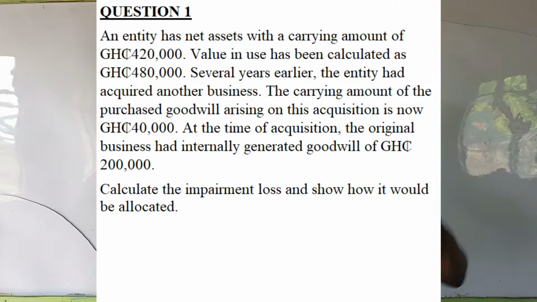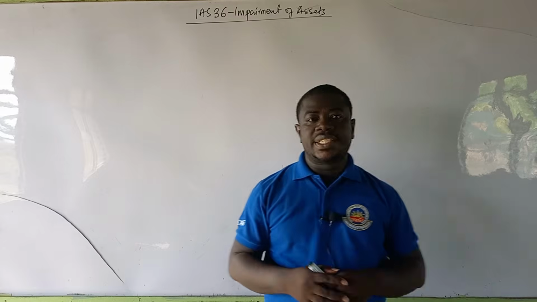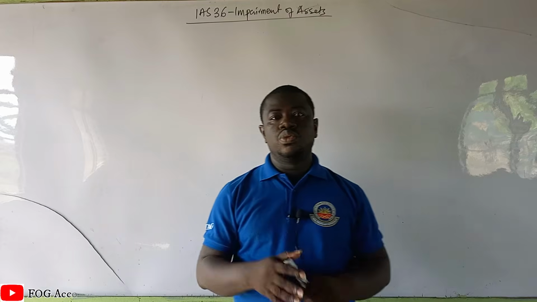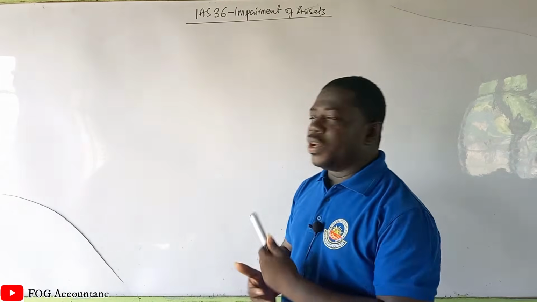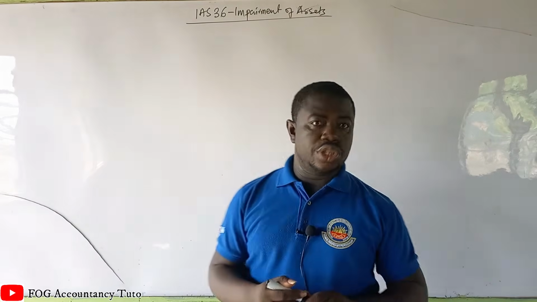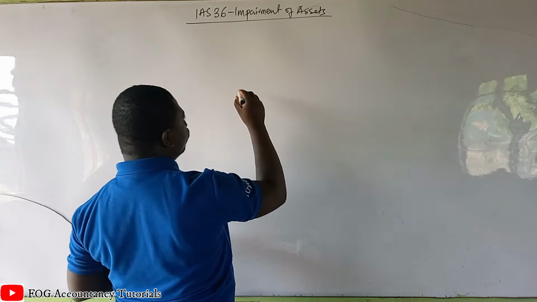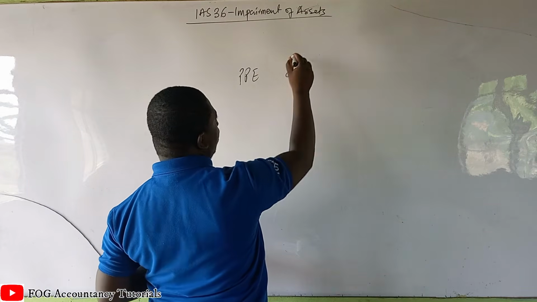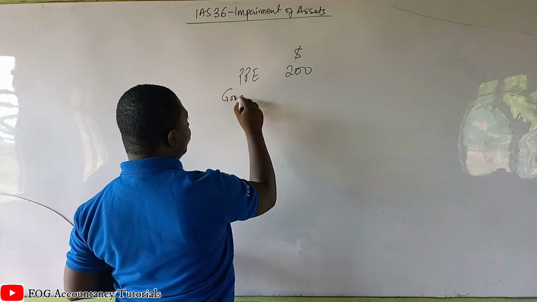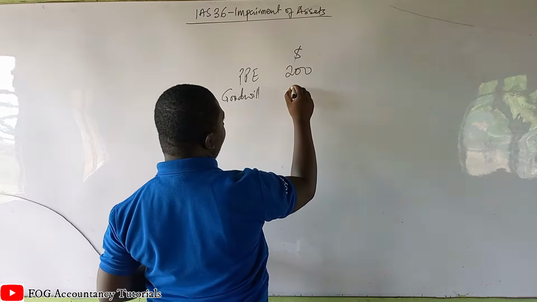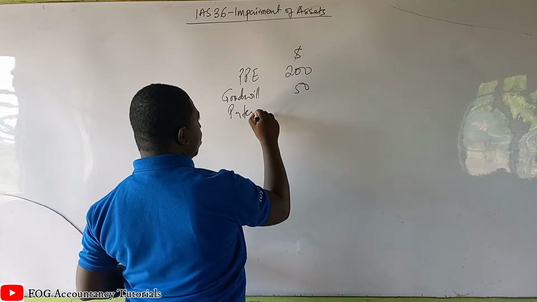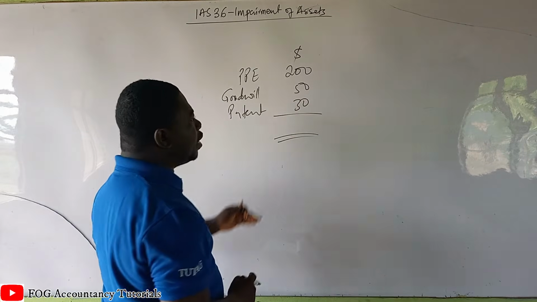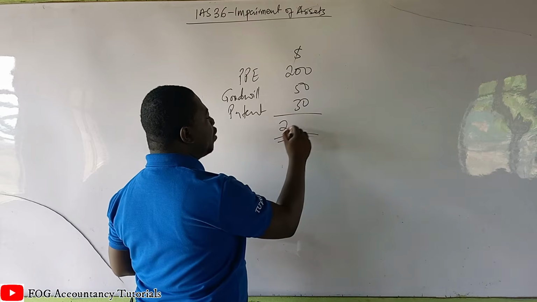All right, so this is a very simple question. What we actually do is that when impairment loss is recognized for a cash generating unit, we try to allocate the loss to the assets. For example, if there is more than one asset in the cash generating unit, let's say you have PPE of 200, and then you have goodwill of 50, and you have patents of, let's say, $30. What we are going to do is that for this whole asset group, we have $280.